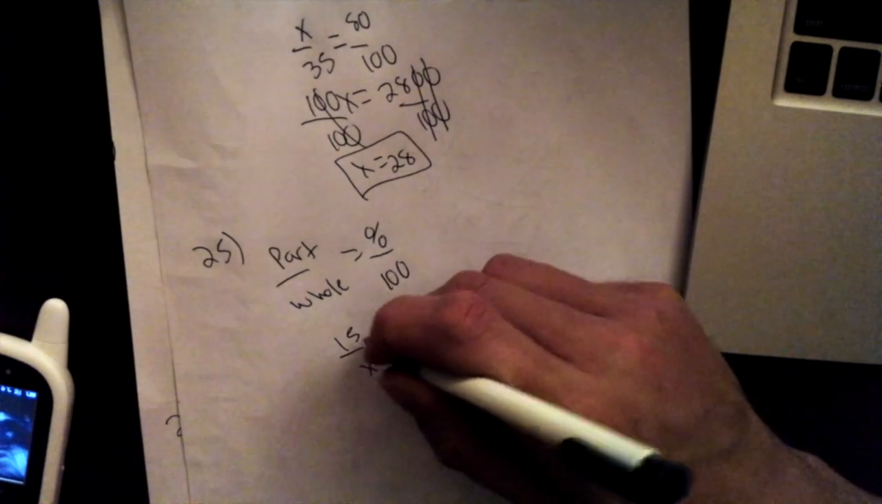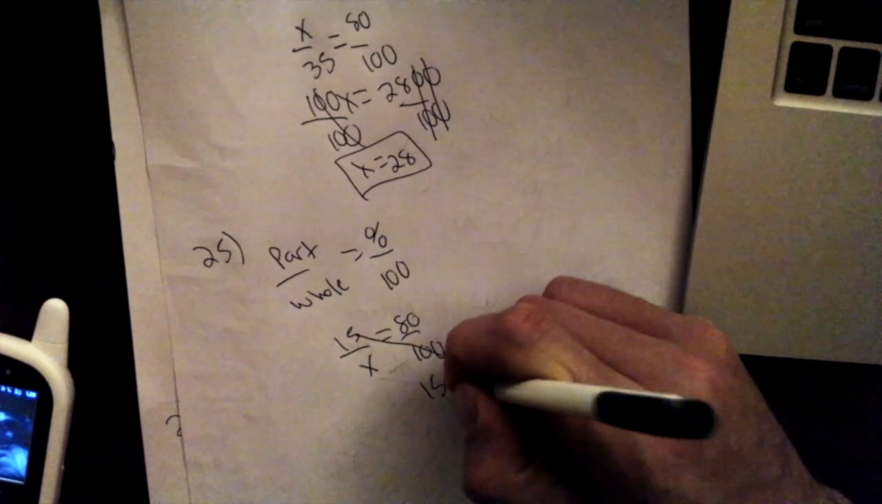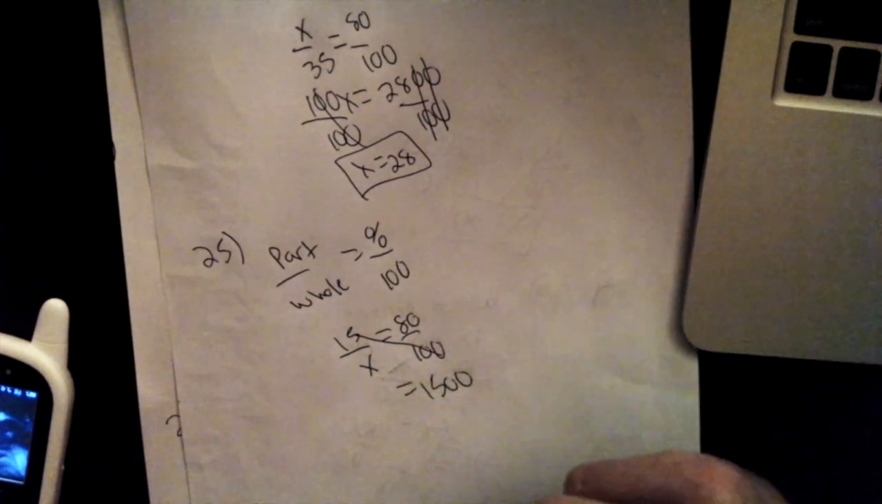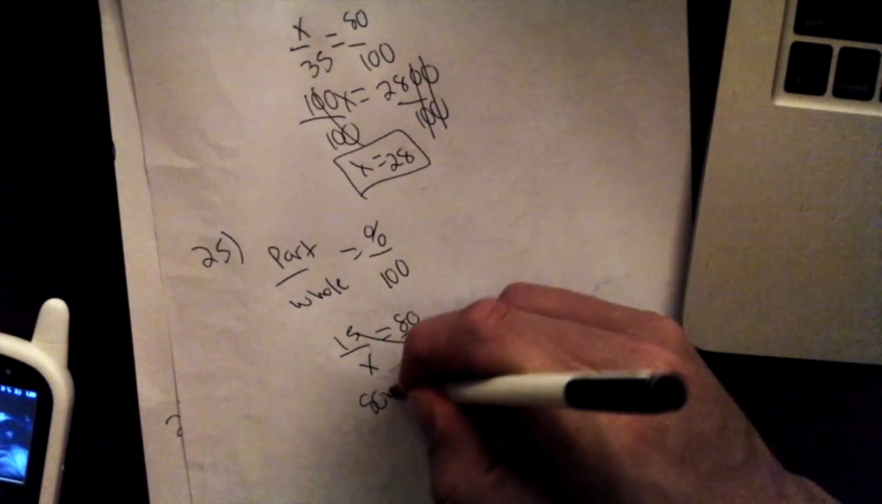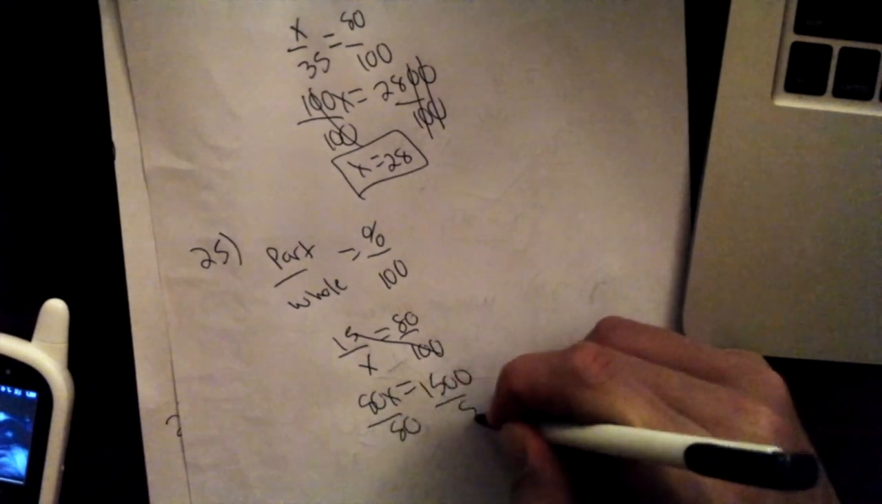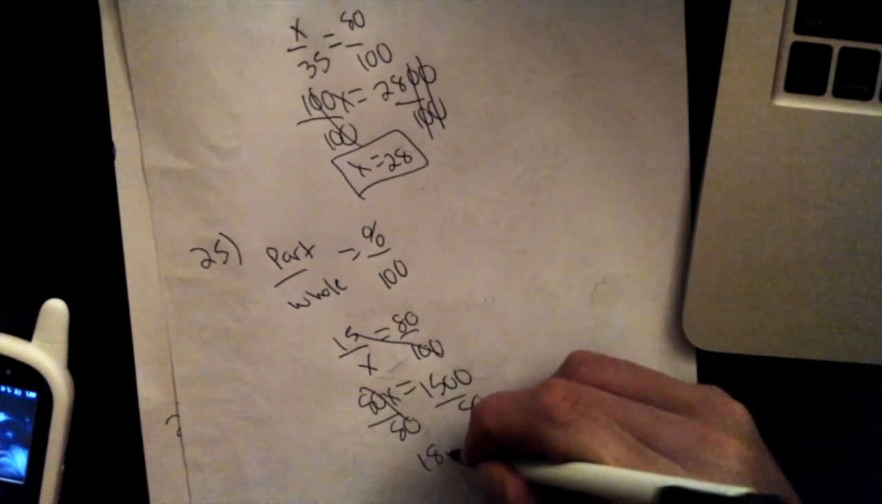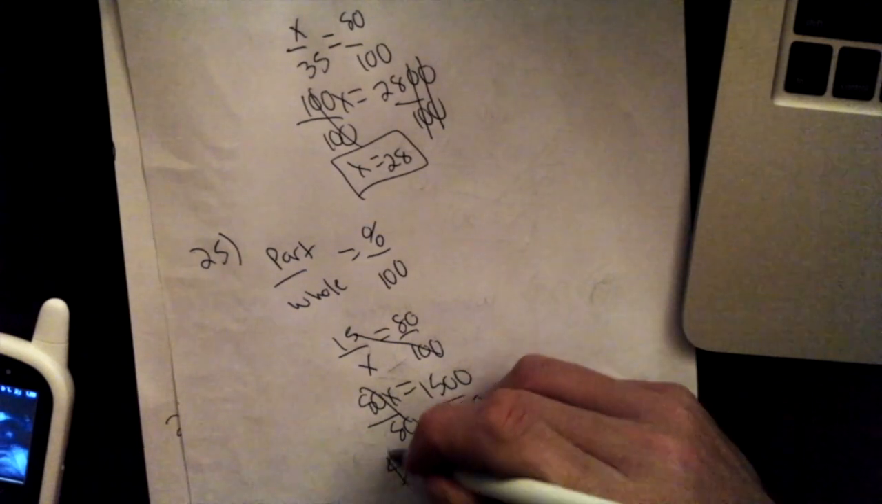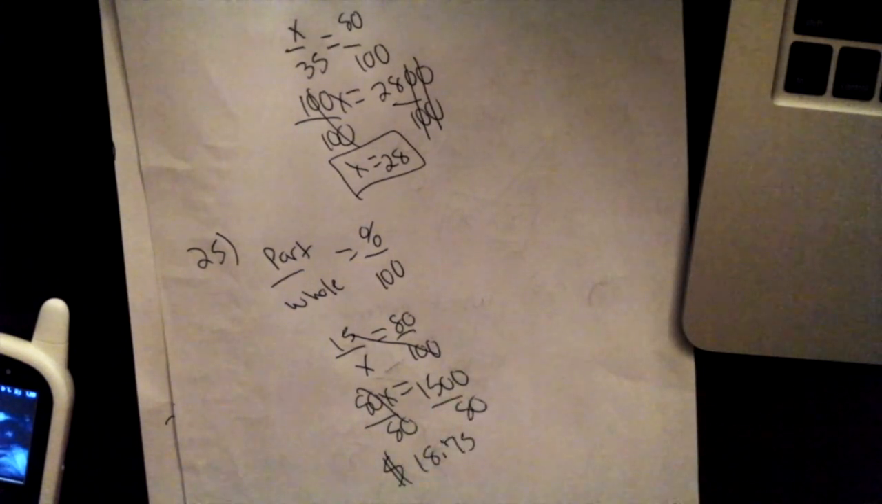So we've got 15 times 100, which is 1500, and 80 times x, which is 80x. Now we'll divide both sides by 80 and get 18.75. So what was the original price if they were sold at $15 each for the sale? It was $18.75.